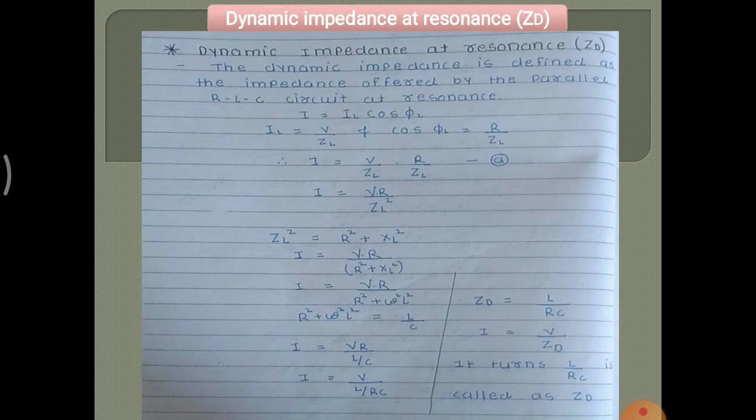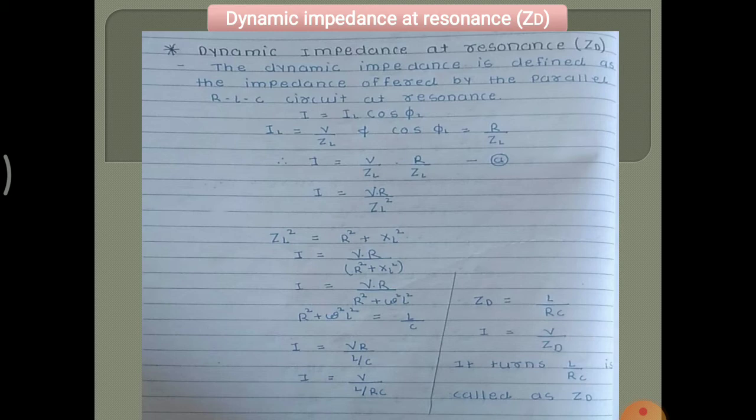What is dynamic impedance? We know the impedance. Now, what is dynamic impedance? It is denoted by ZD. The impedance of a parallel RLC circuit changes with change in frequency. So at the resonance frequency, this impedance is called the dynamic impedance, which is denoted by ZD.